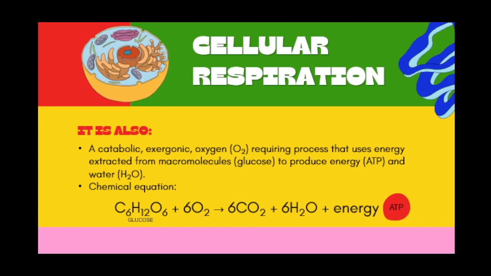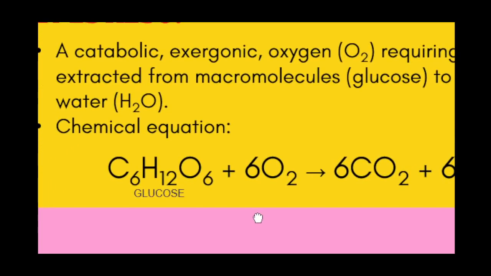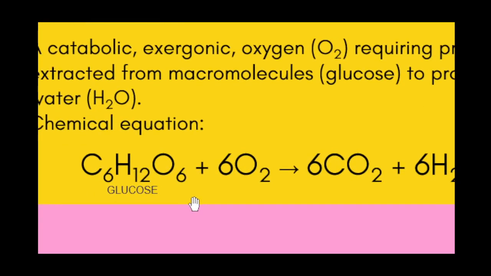So again, in chemical equations, we have two sides, right? So this here on the left side is our reactant side, or simply the requirements for the process. And on the right side, this is our product side. Let us look at our reactant side first. For the requirements of the process, we need the glucose. This is the one that we will break down. So glucose is C6H12O6 plus 6 molecules of oxygen or O2 because it's an oxygen requiring process, right?